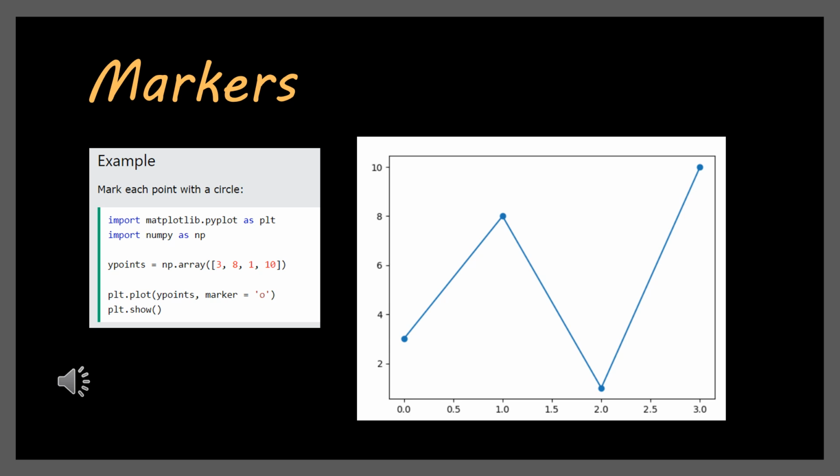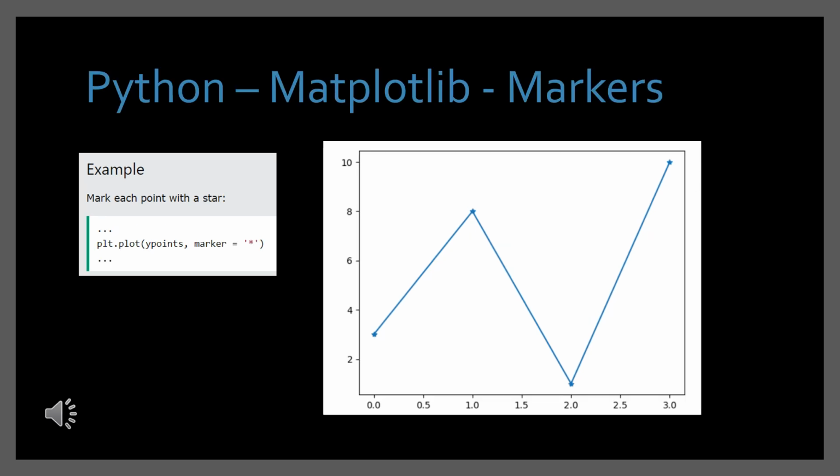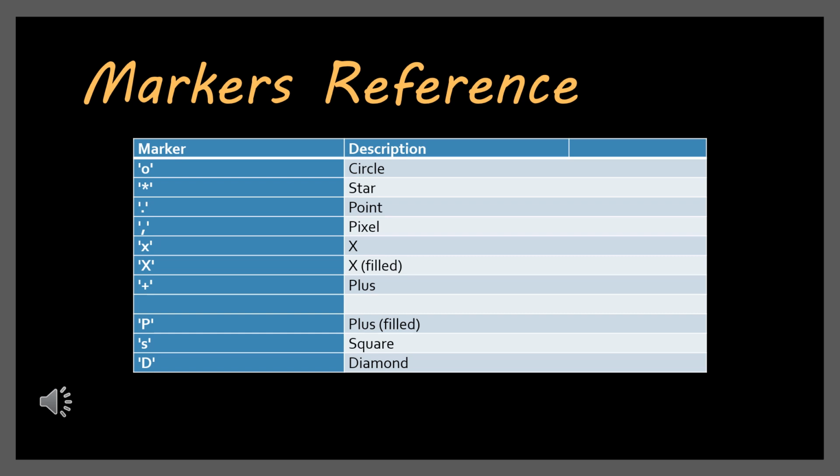It is designed as a circle, as you see at 3, 8, 1, 10. Everywhere we can see a circle, and that circle is available with the help of the marker 'o'. Instead of the marker 'o', we can use the marker star, so that star is available at the endpoints. In the markers reference, we have a variety of markers: 'o' for circle, asterisk for star, dot for point, comma for pixels. Many things are available, please go through it.